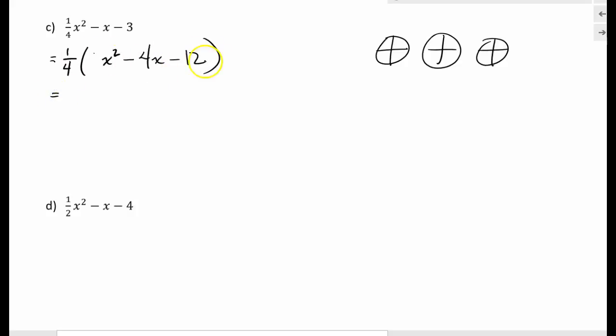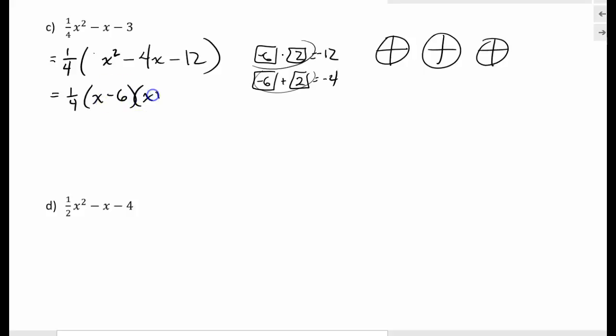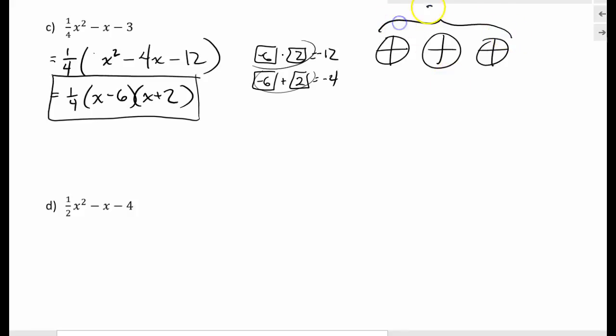Okay, from here it's a simple trinomial though, and I'm looking at two numbers that multiply to give me -12, sorry, and add to give me -4, so that's going to be -6 and +2. They need to be the same set of numbers for both, just as a reminder. So I've got 1/4 times x minus 6, x plus 2, and I'm done. So yeah, just factor out that fraction. If you need to draw it out, this is 3 wholes, and it's also 12 quarters.